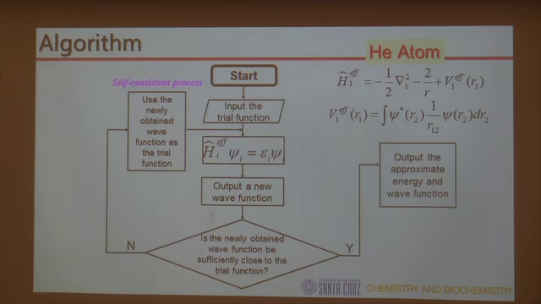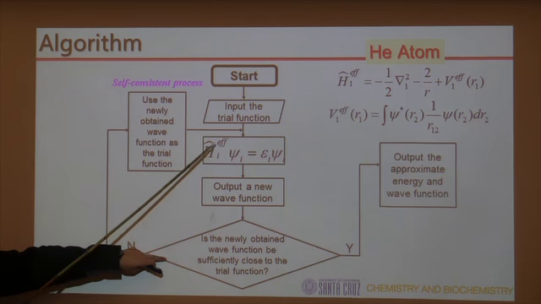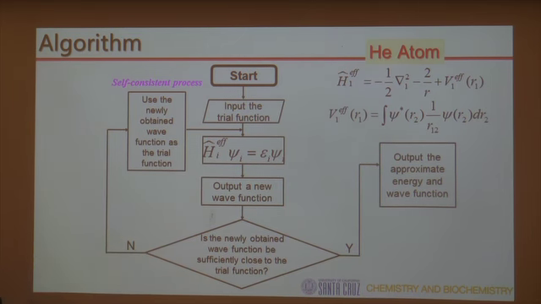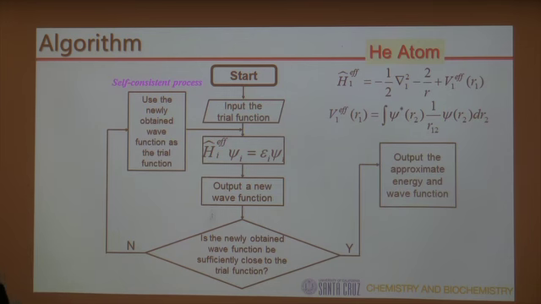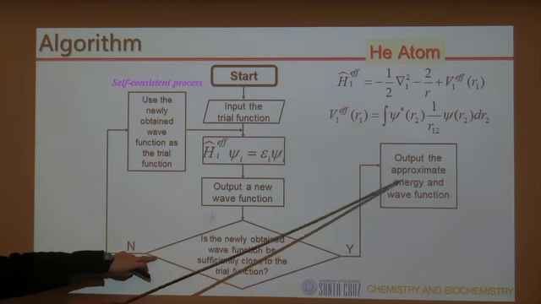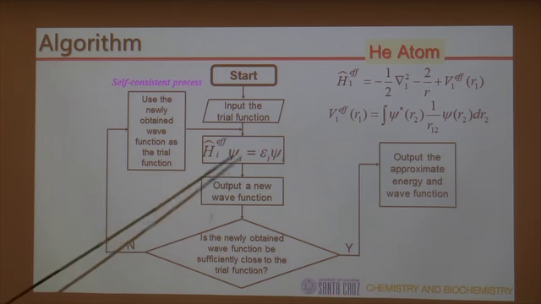How do we know that it's closer? That depends on you. You can compare the ratio of the two wave functions. Or another way is to get the energy each time, and you will find the energy difference becomes less and less, until the two energies are approximately equal to each other. Then you can say you have reached the limit, and you get your final wave function here. From it you get the wave function, and you get the energy from this equation.